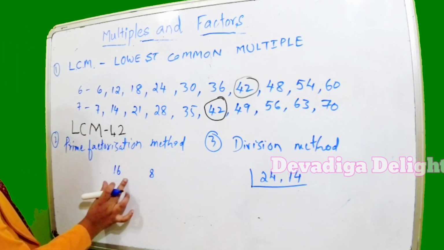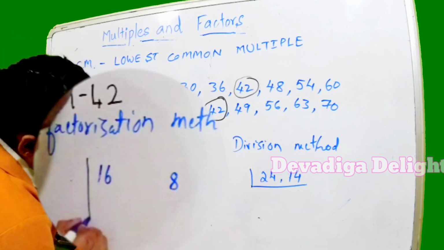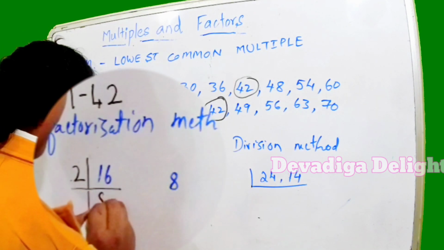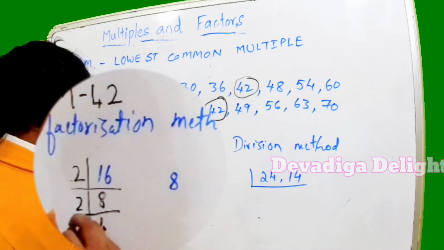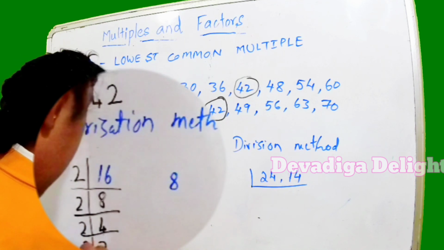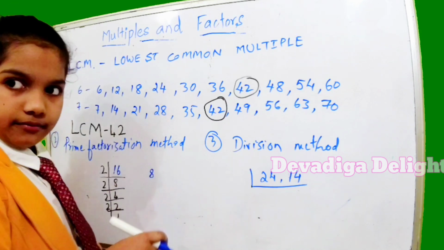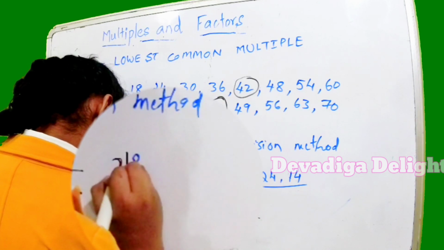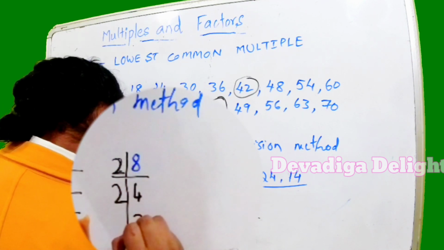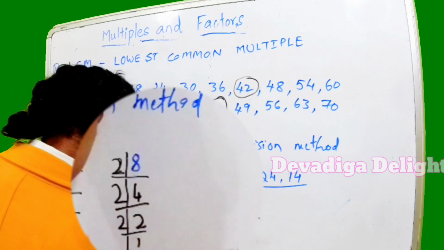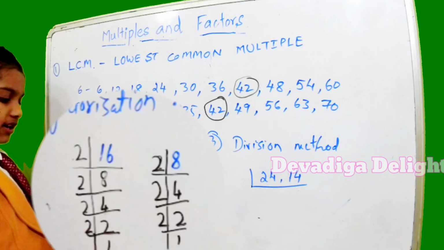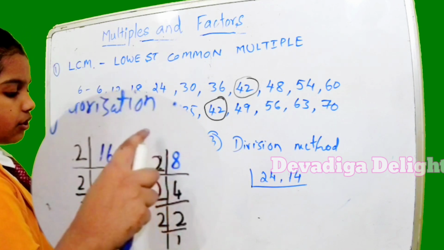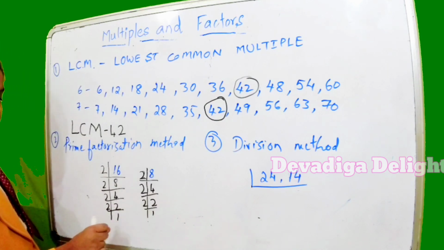For this method, we took different numbers, and we are going to do this separately. As this is an even number, we are taking 2. 2 8s are 16. 2 4s are 8. 2 2s are 4. 2 1s are 2. So we'll prime factorize 8. 2, 4, 2, 1. Now we will check whether this prime factorization method is right. 2 1s are 2, 2 2s are 4, 2 4s are 8, 2 8s are 16, 2 1s are 2, 2 2s are 4, 2 4s are 8. So this prime factorization method is correct.